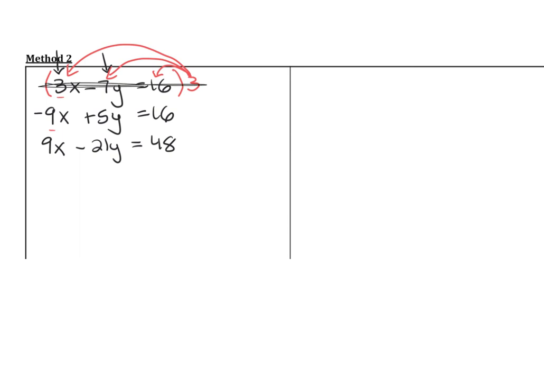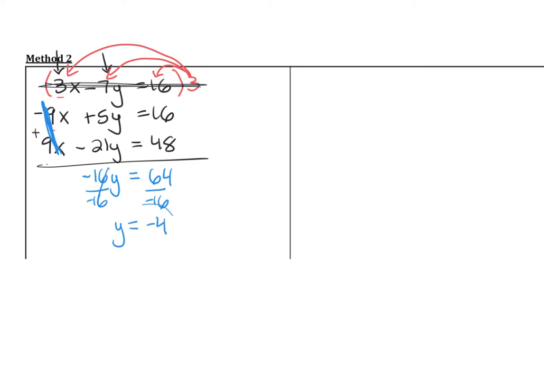So now I don't need that top equation. I've got these next two. And now I can add those two together. And now this time, different from the last one, when you add them, the x values eliminate. It doesn't matter which one eliminates as long as one of them does. So this time we'll solve for y. 5 plus negative 21 is negative 16y equals 16 plus 48 is 64. Divide both sides by negative 16. So y equals negative 4.